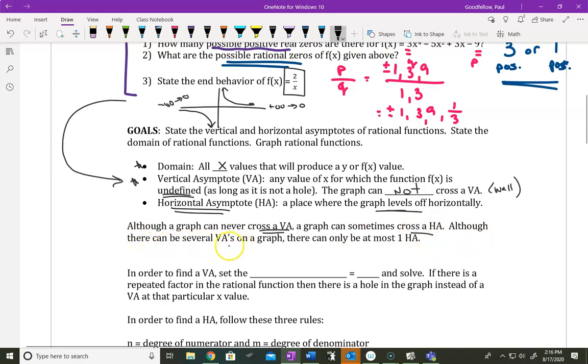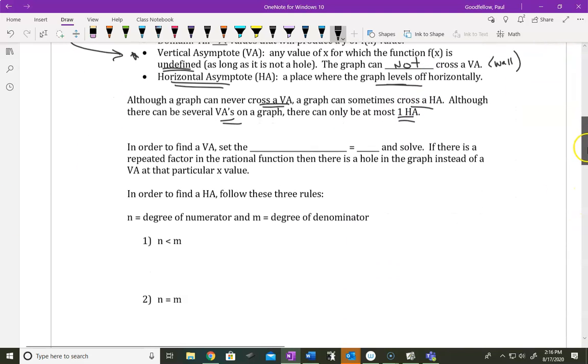Although there can be several VAs on a graph, there will be at most only one horizontal asymptote. You only get one of those. Now, some general rules on how you actually find some of these.